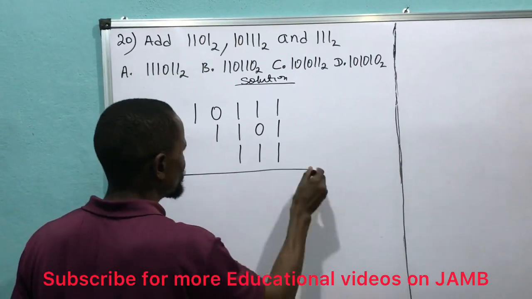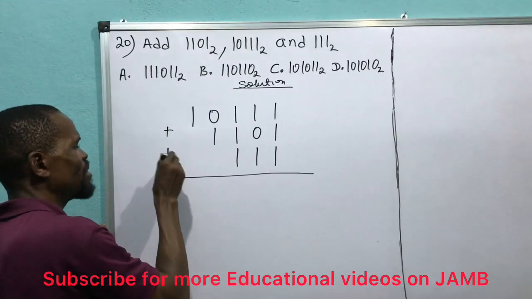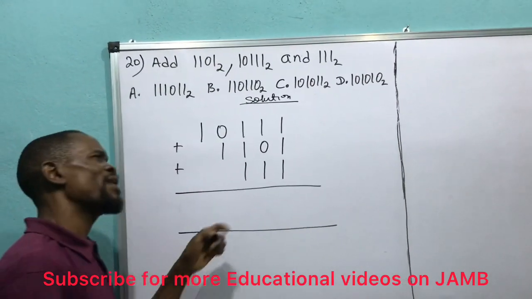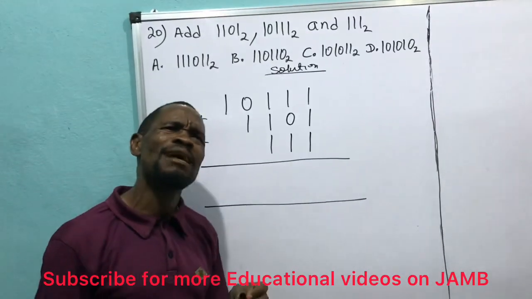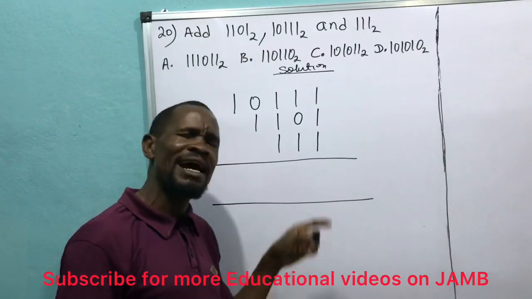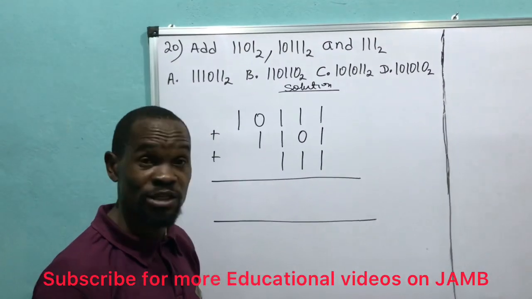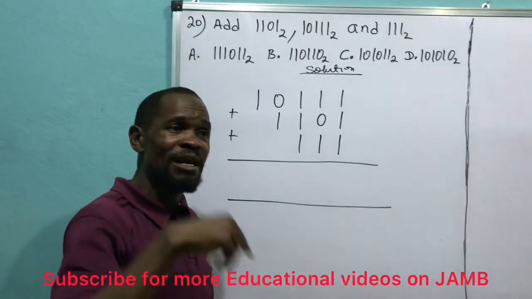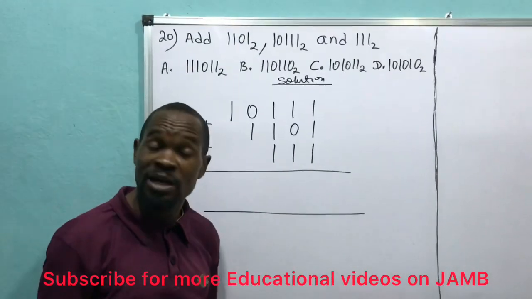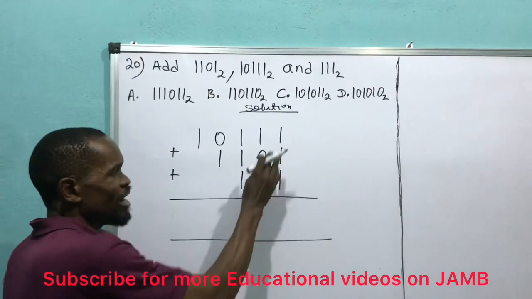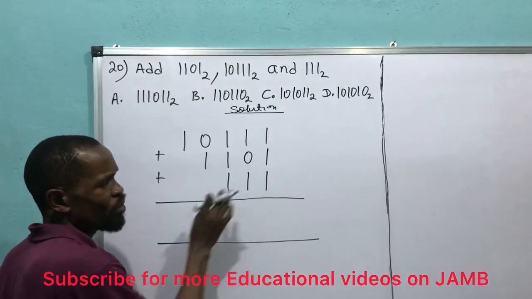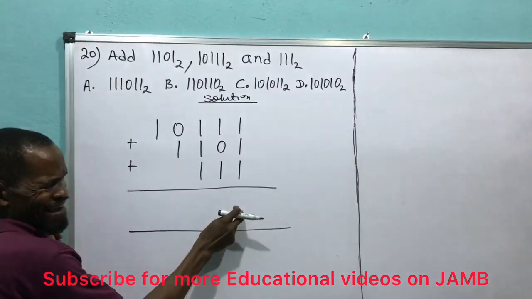And what are we doing? Addition. I'm adding them. And remember, we are dealing with base 2, and anything above 2 cannot be written in base 2. That's the instruction. Then I will now do this: 1 plus 1 plus 1 is going to give me 3. Can I write 3 here?